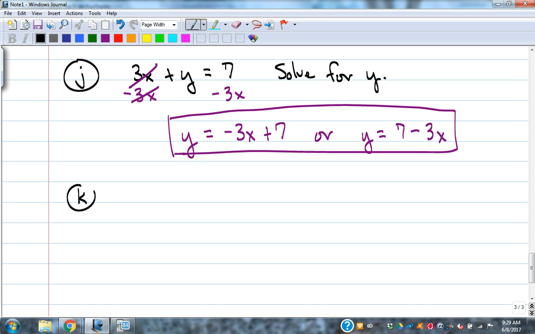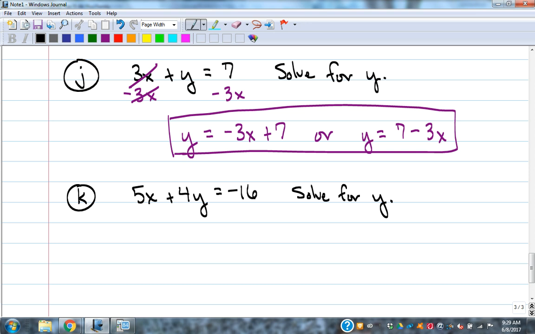So let's look at this one. Say we had 5x plus 4y equals negative 16, and we want to solve for y again. A little bit more involvement here with this one because there's a number in front of the y.